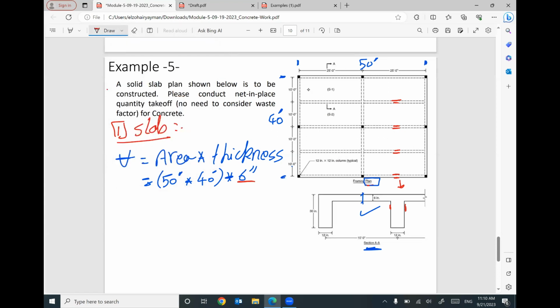So I will convert the 6 inch to feet by dividing it by 12. So the total volume of the concrete slab, just for the slab, equals 50 times 40 times 6 divided by 12. I got 1,000 cubic feet. If you would like, I will divide it by 27 to convert it to cubic yards, almost 37 cubic yards.